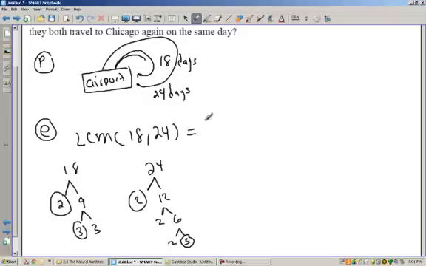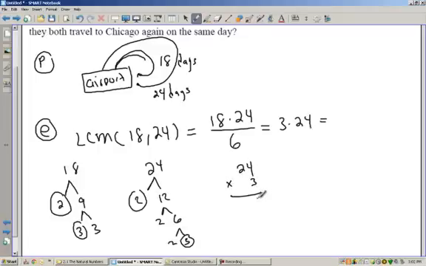Now remember, it's the least common multiple. I can find any multiple, so it's simply 18 times 24. And then I divide it by the greatest common divisor. Remember, the greatest common divisor is the product of what they have in common, so 2 times 3, which is 6. And so this is equal to 18 divided by 6 is a 3, so 3 times 24. And 3 times 24, I can do it on the side here by hand, because I don't have a calculator. 4 times 3 is 12, and 3 times 2 is 6. Add the 1, so I get 72.